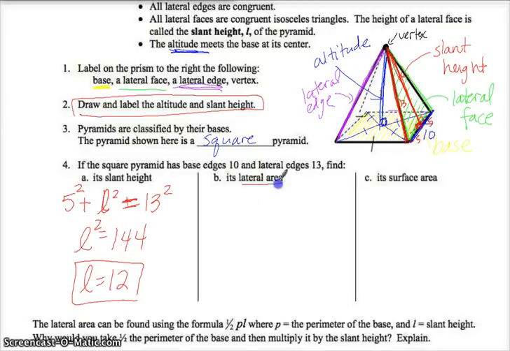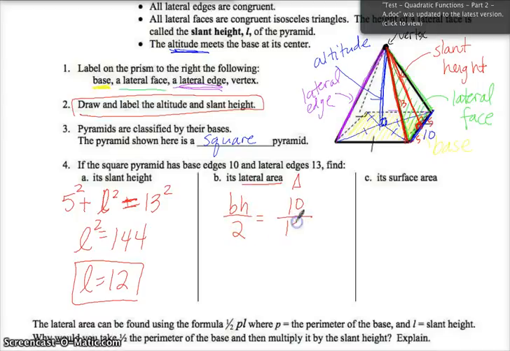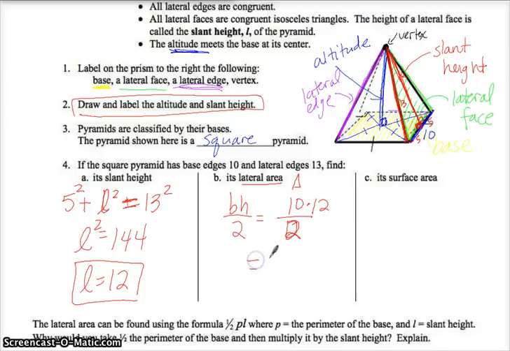Now what is the lateral area? So that just means the area of one of those triangles. So remember that's base times height divided by 2. Well, the base we can see is 10. The height we just said is 12. And we're dividing that by 2. So it's 120 divided by 2, which is just 60 units squared. So that's the area of one lateral face.